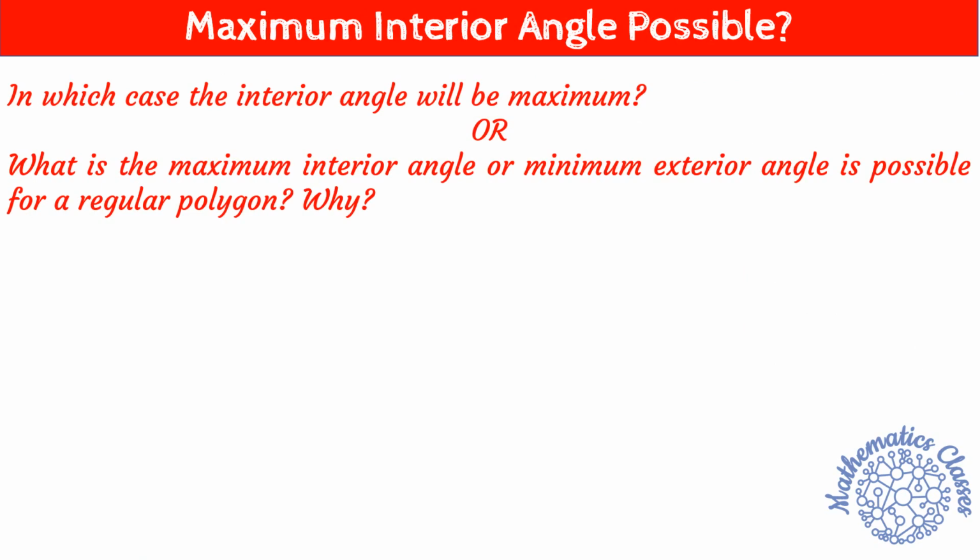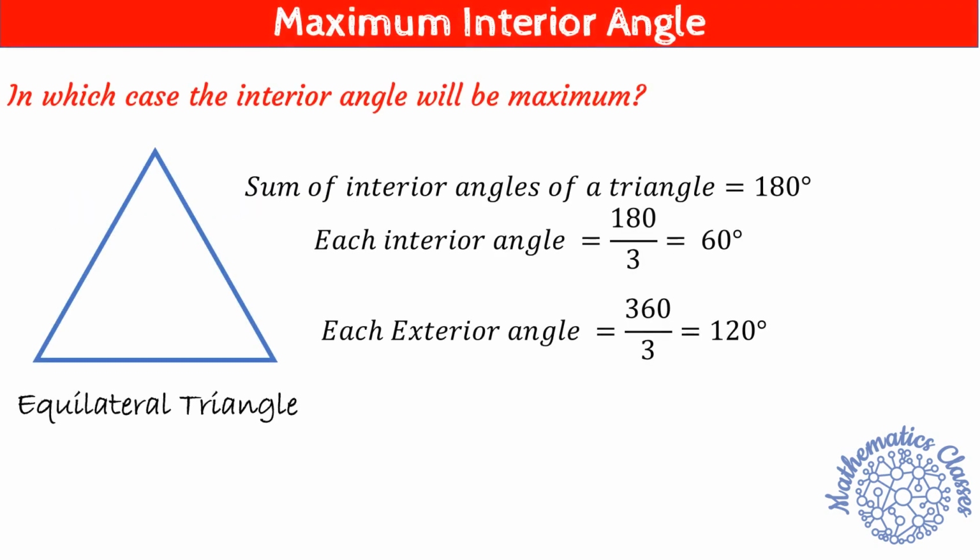Can you answer this question? In which case will the interior angle be maximum? What is the maximum interior angle or minimum exterior angle possible for a regular polygon? Why? You have already learned that the regular polygon with the least number of sides is the equilateral triangle, and each of its interior angles will be 60 degrees. And this is the minimum or least interior angle.